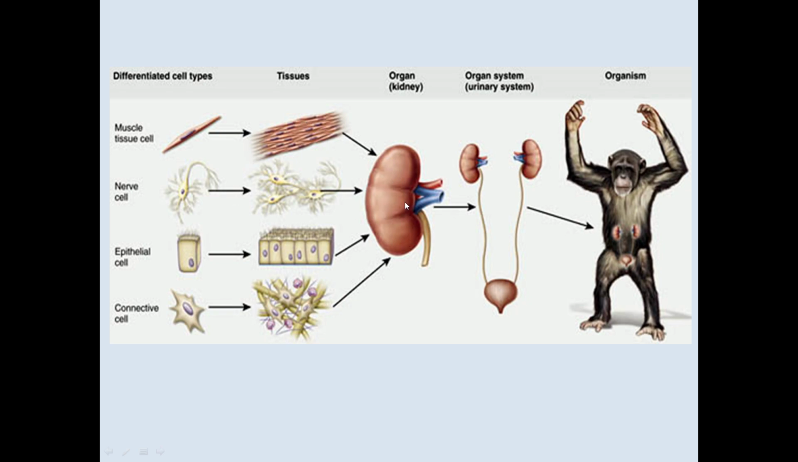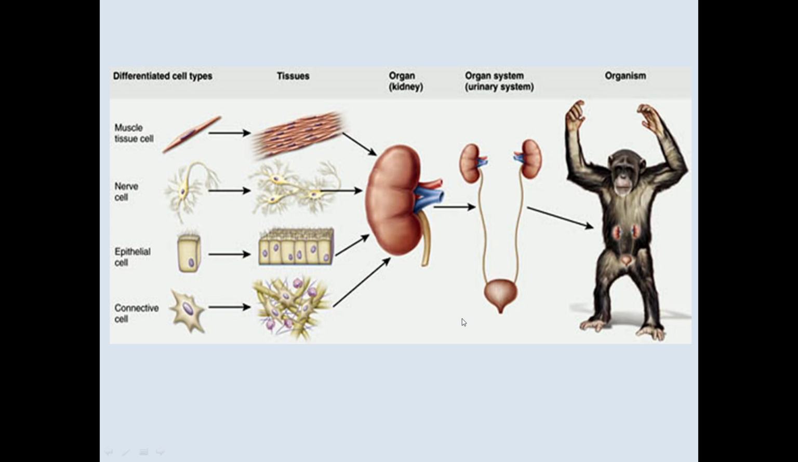Then by organizing number of organs like two kidneys, ureters, and urinary bladder and urethra, it forms a system here, a urinary system. The urinary system is one of the systems in your body. By organizing all the systems in your body, it forms the organism. Here is organism. The body consists of number of such systems.